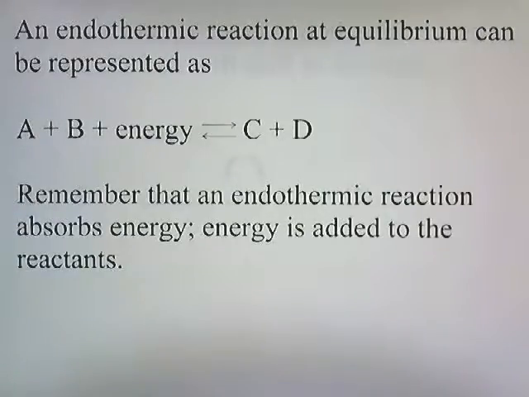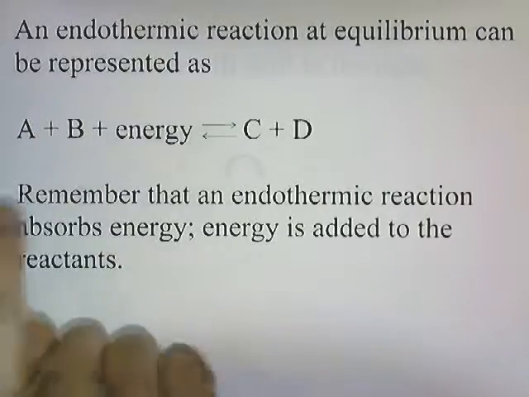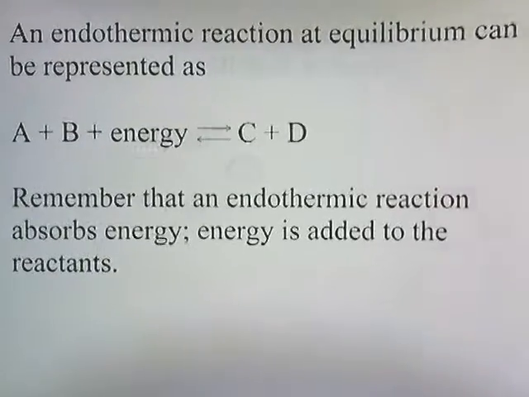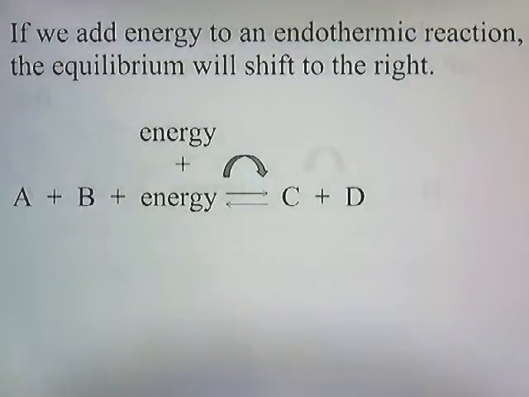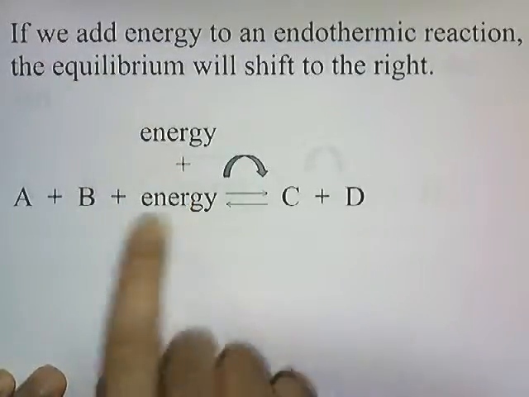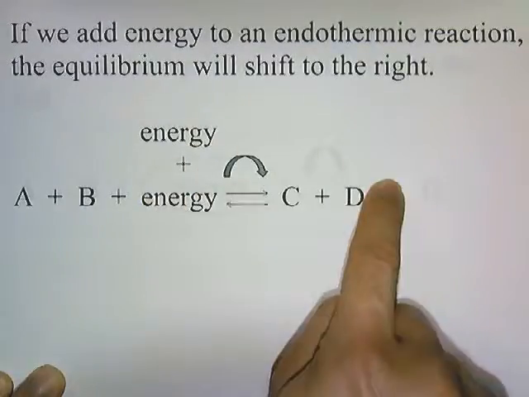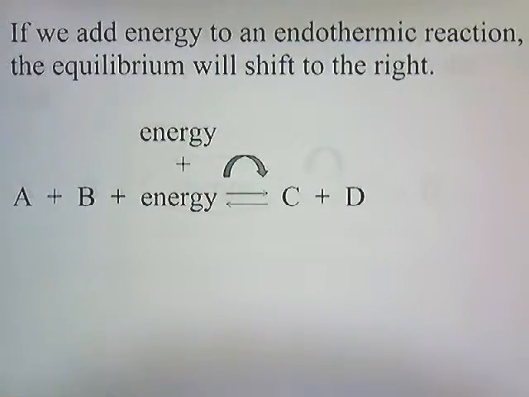An endothermic reaction at equilibrium can be represented as A plus B plus energy gives C plus D. Remember that an endothermic reaction absorbs energy. Energy is added to the reactants. If we add energy to an endothermic reaction, the equilibrium will shift to the right. So if you add energy, it's almost like adding A or adding B. It'll cause the equilibrium to shift in this direction, and more product is going to be made.